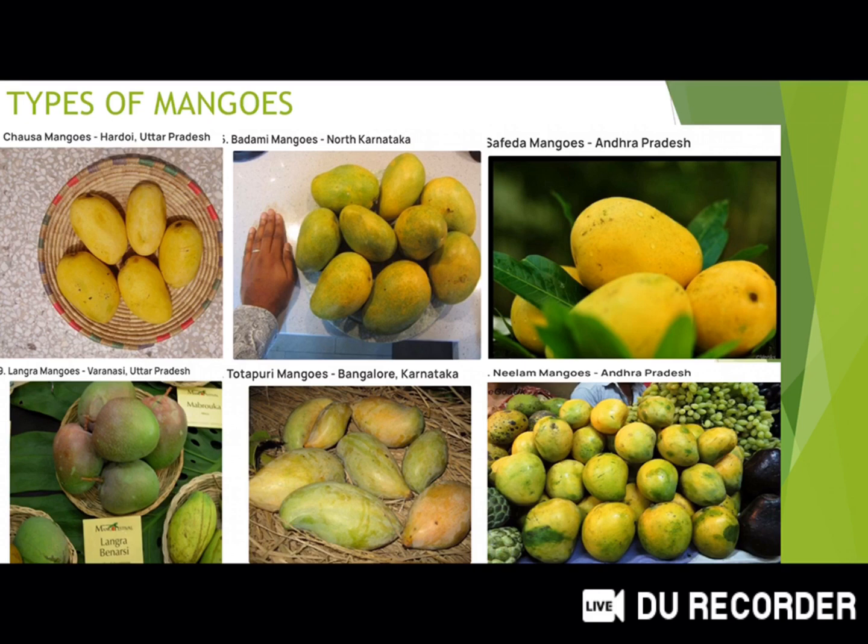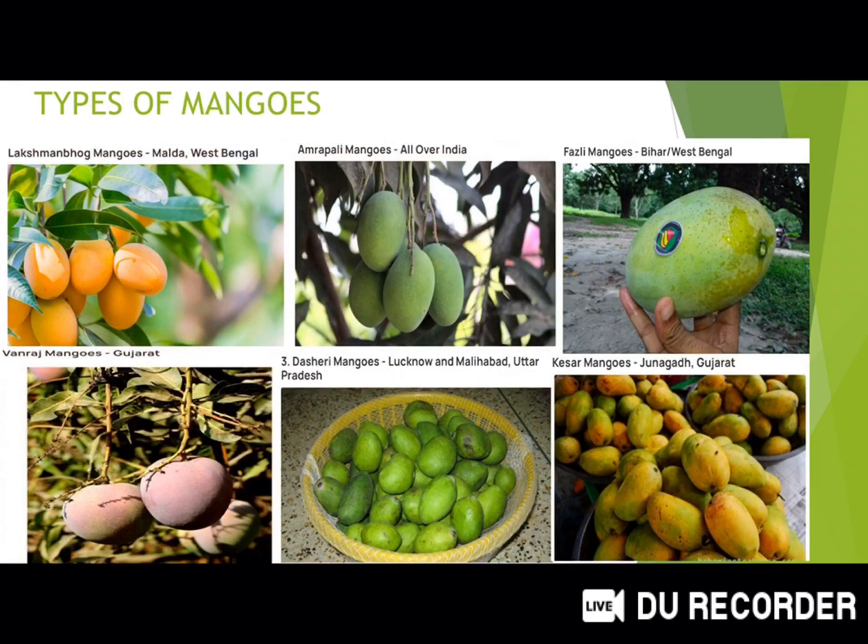In the fifth picture you can see Totapuri mangoes. It is commonly found in Bangalore, Karnataka. Next, the sixth picture of mango, that is Neelam mangoes, found in Andhra Pradesh. So these are the different types of mangoes. Some more mangoes, let us see. Lakshman Bhog mangoes, famous in Malda, West Bengal.